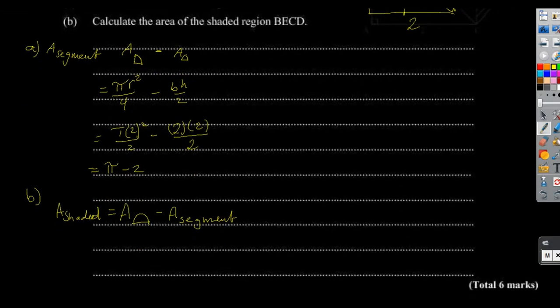And in question B, I need to find the shaded area. The story for this is calculate the area of the semicircle, subtract the area of the segment. And so we can substitute into there. In order to calculate the area of the semicircle, I need the radius BP, which is half of BC, which I can calculate using Pythagoras.